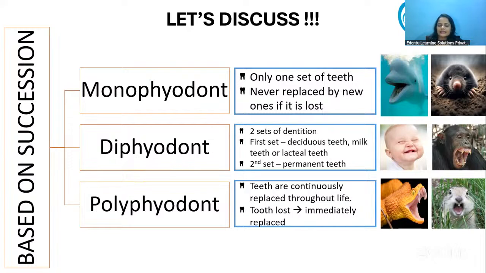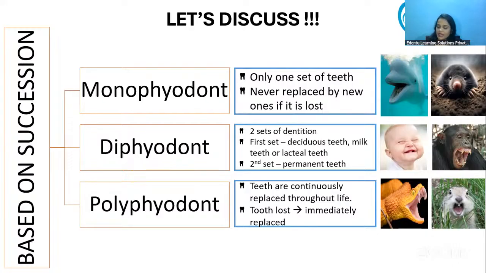Then we have the diphyodont dentition, which is the human dentition. There will be 2 sets of dentition. The first one will be the deciduous teeth, or the milk teeth, or the lacteal teeth. After a particular age, those teeth will shed and the new ones will replace the old ones. The new ones are called the permanent dentition. Such 2 types of teeth are called the diphyodont type of dentition, most commonly seen in humans and in the apes.